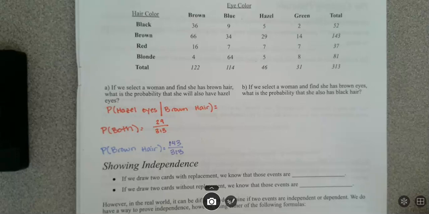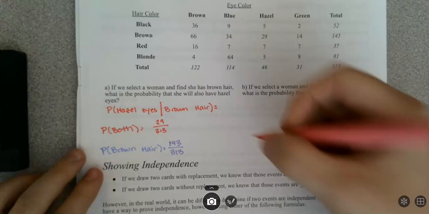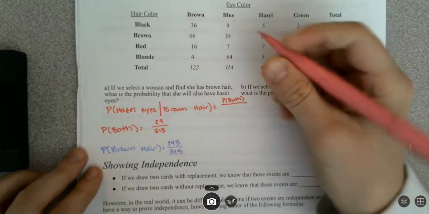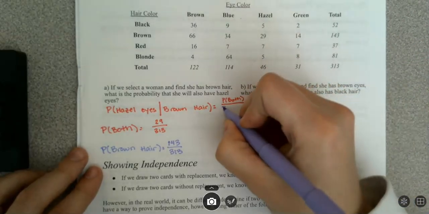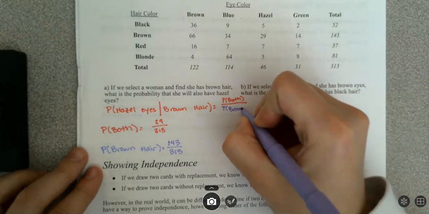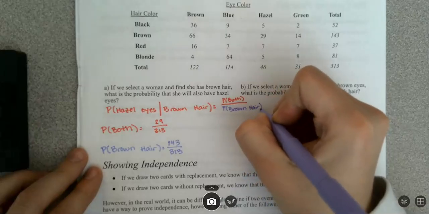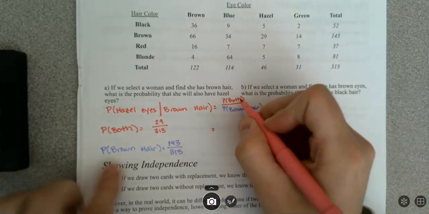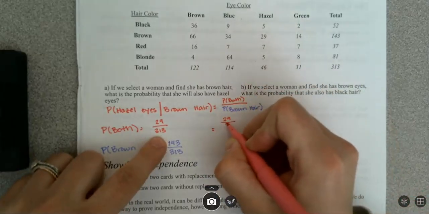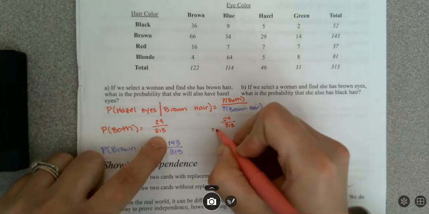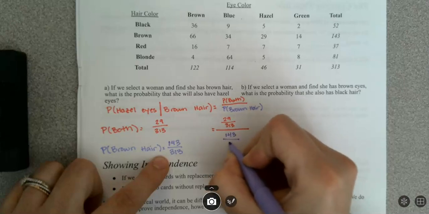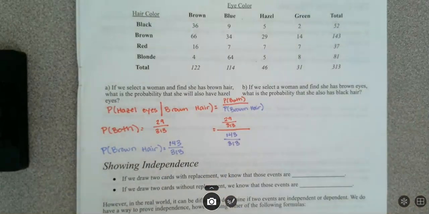Okay, so what we have to do now is set up our formula. We have the probability of both over the probability of brown hair. The probability of both, what we said, is 29 over 313. The probability of brown hair is 143 over 313.